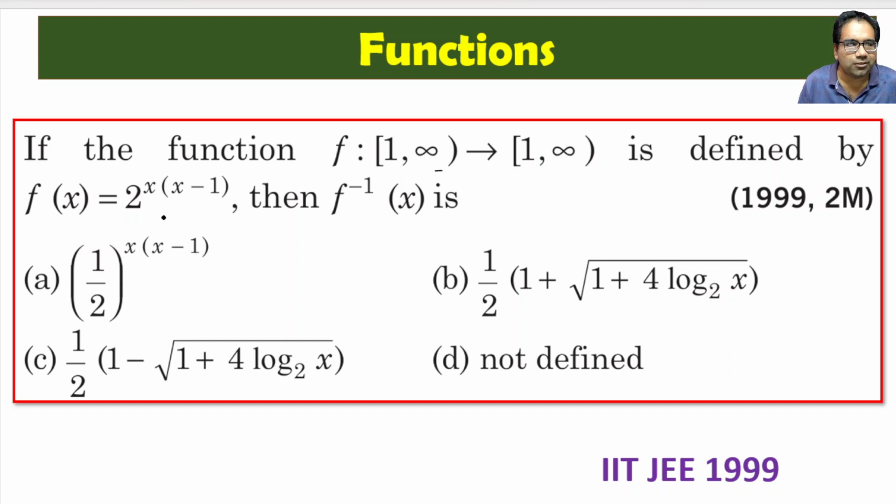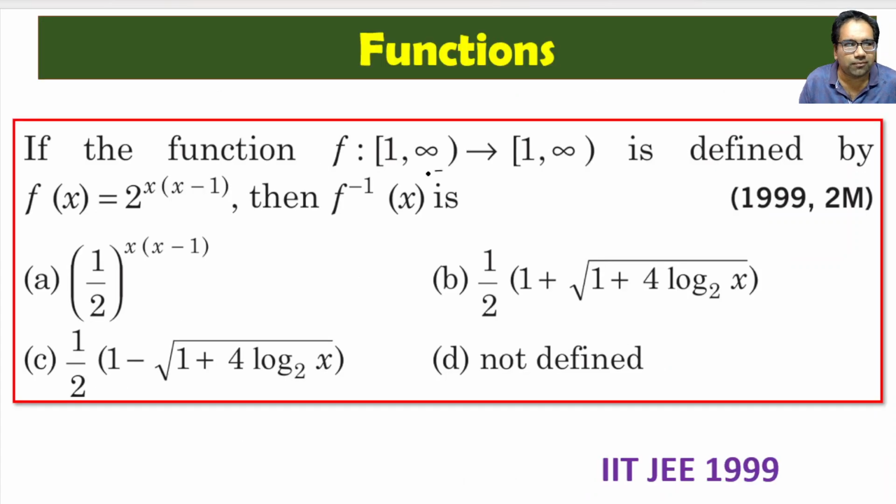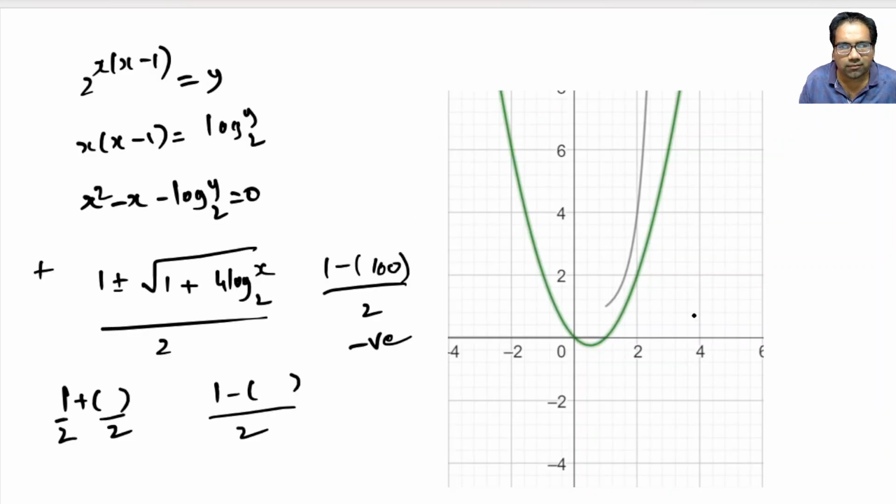So this function is actually 2^(x² − x). What is x² − x? And this function is defined from 1 to infinity. x² − x is a parabola, that is this green parabola. And here the function is from 1 to infinity. x² − x has two roots: one is 0, x into x minus 1, the other is 1. So 1 to infinity means this part of the parabola, not the left part, but the right part which is after 1, whatever I am coloring black.